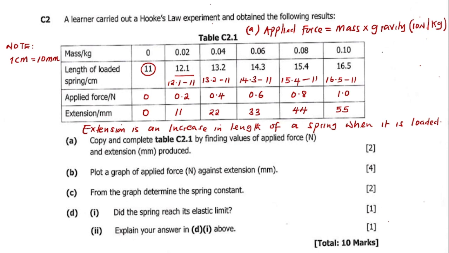Okay, so you'd have completed your work, where you have your applied force and your extension. So we go to question B. What is question B saying? Says plot the graph of applied force. So the one that they start with becomes the y-axis. So the applied force there will be the y-axis. Then the one after 'against' is the x-axis.